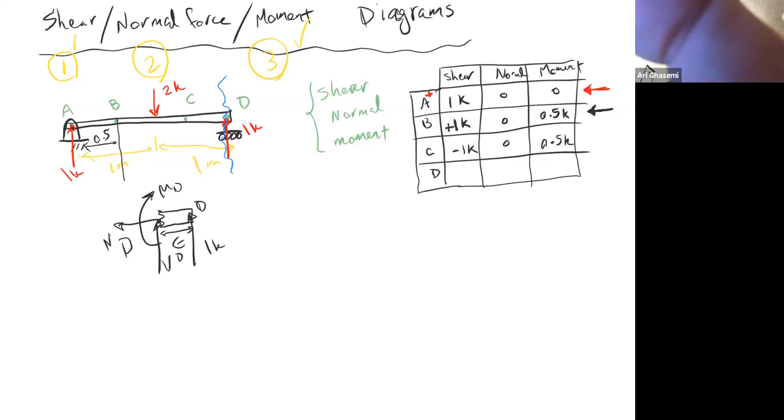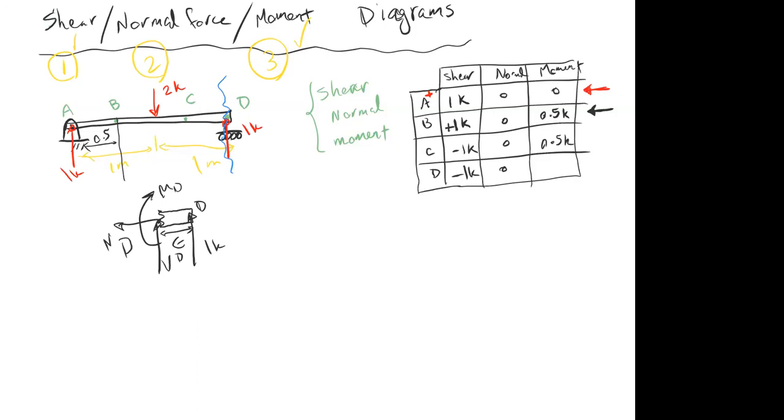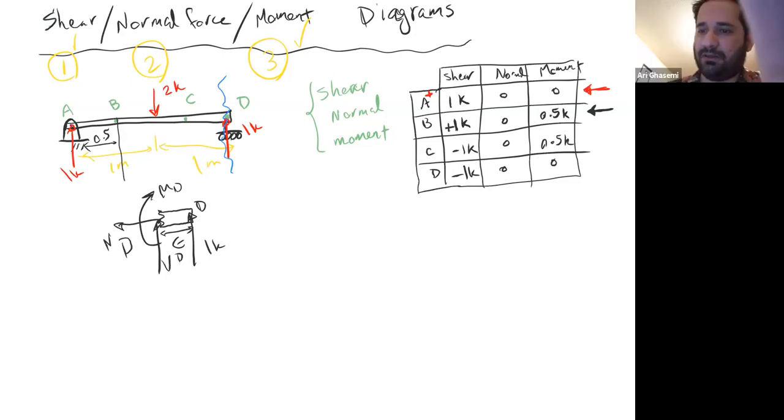So if I solve the equation, I realize VD plus 1K equals 0, so VD is negative 1K, the normal force is 0, and the bending moment is what? I'm waiting on your response. The bending moment is equal to? 0. Thank you, Sam. So that's it. I got my table.